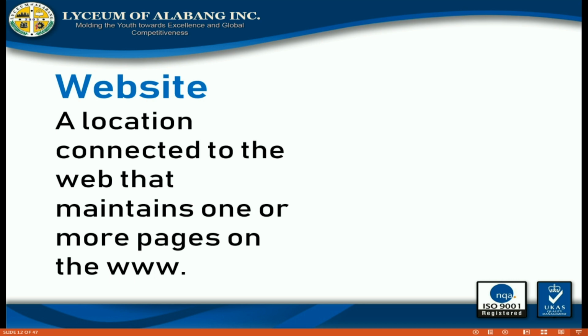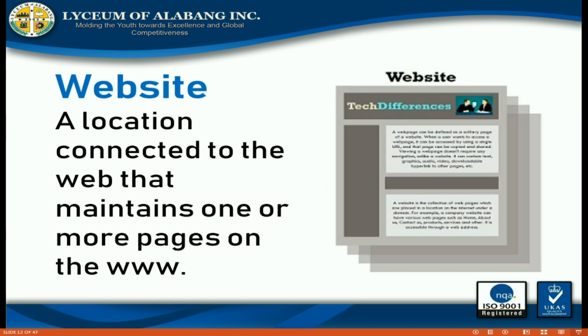Website. A location connected to the web that maintains one or more pages on the World Wide Web. It is a page or collection of pages on the World Wide Web. Facebook is an example of a website. Using the same book analogy, while a web page is a page from a book, a website is the book itself. It is a collection of pages that share a common thread. Similarly, all the web pages come together to form your website.